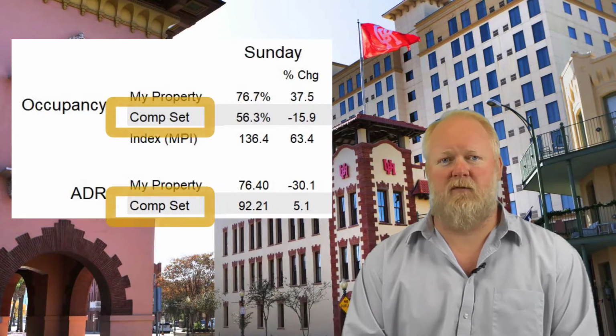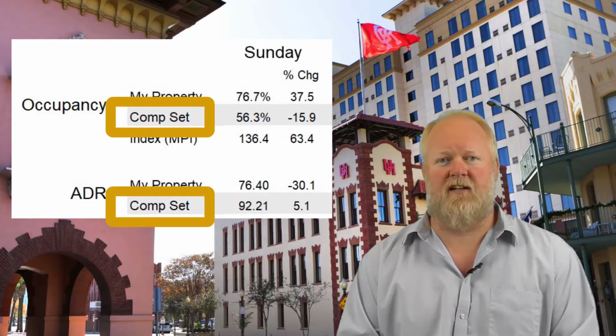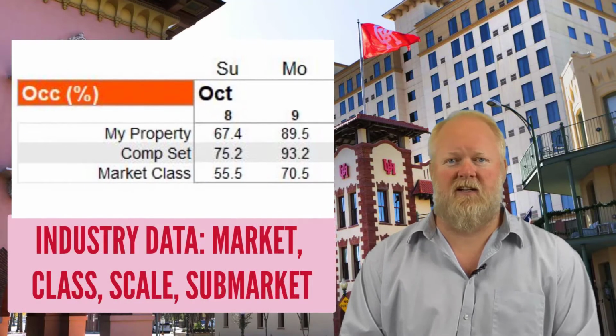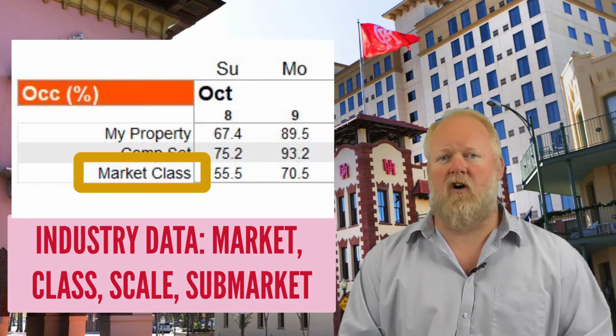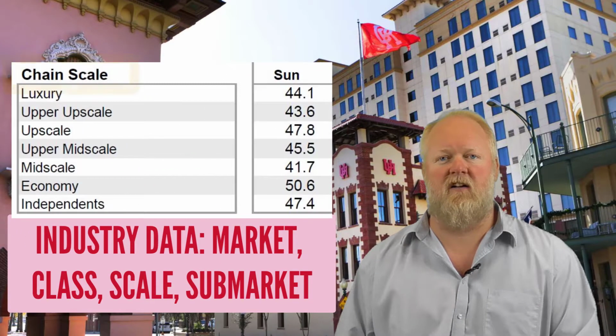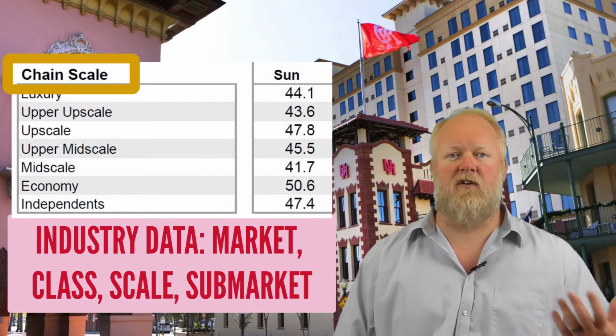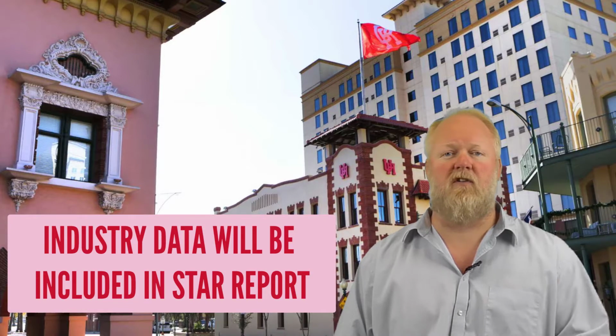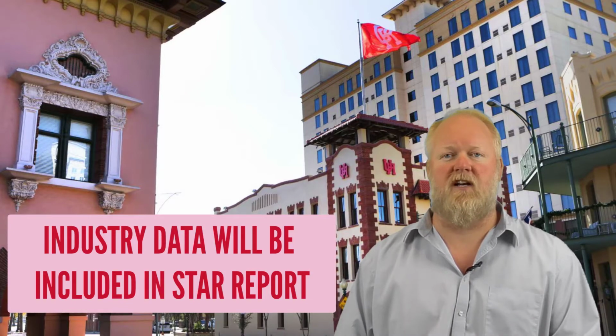In addition to providing information on your competitive set, which are those hotels that you've identified as your closest competition, Smith Travel Research also provides industry data. So they'll provide the numbers for all the hotels in your market or all the hotels in your class or in your scale, and you can use those to look at your information compared to those as well. And this information will show up in your STAR report. So you'll see the information compared to your competition, but you'll also see it compared to the overall market or the overall class or scale that your hotel is in.